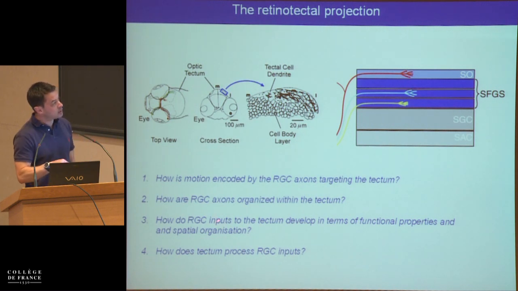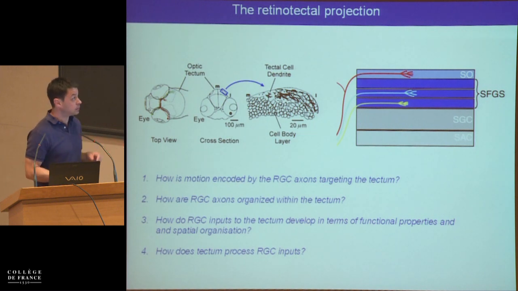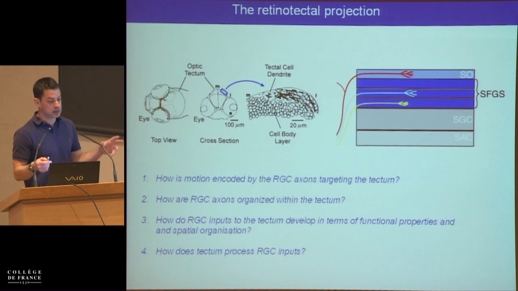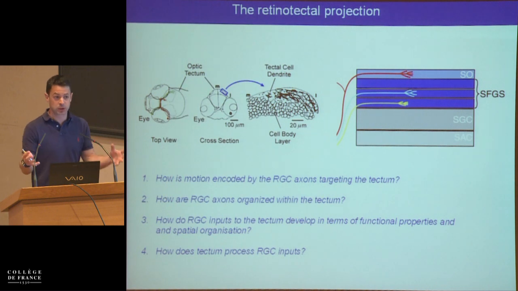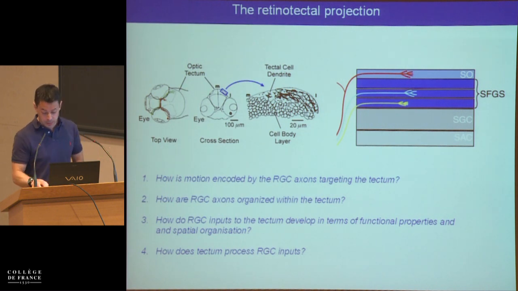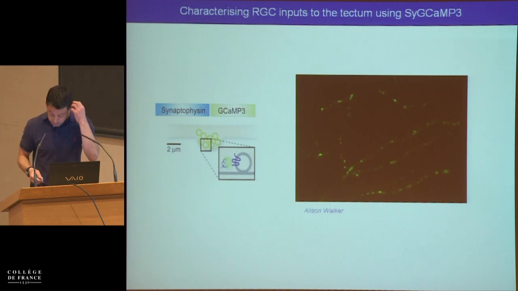We're interested in how the inputs to the tectum develop in terms of their functional properties and their spatial organisation. And we also want to know how the postsynaptic targets are using that information. And we've developed a technique in fish that allows us to ask these first 3 questions basically just in one shot. The way we do that is that we've used a functional imaging approach.